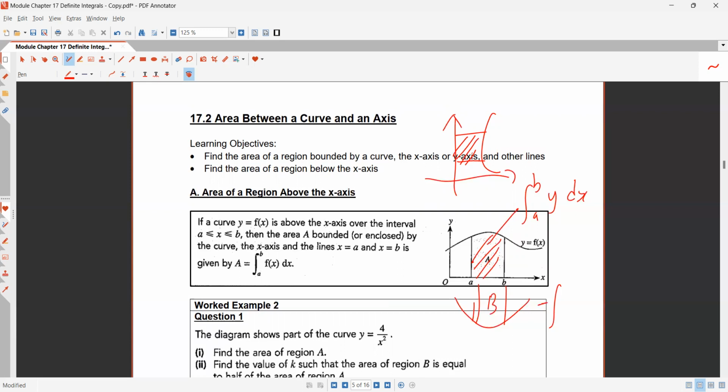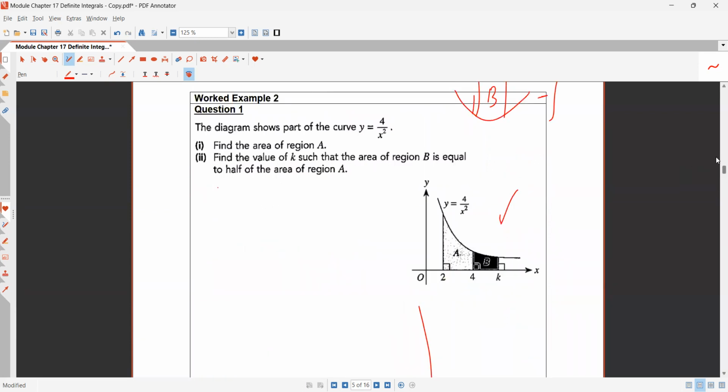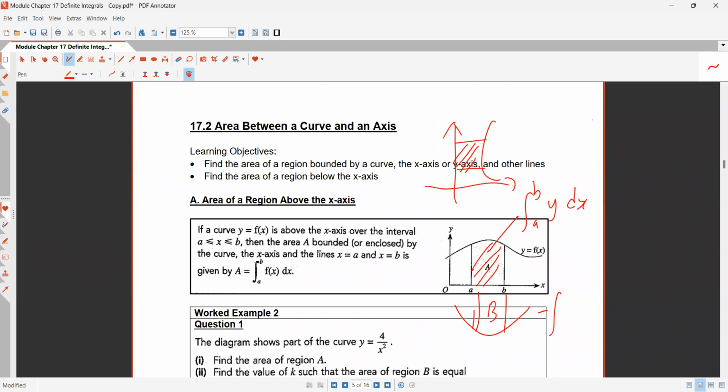But if let's say you are given this kind of diagram, then you will have to change your function. Let's say they give you y equal to something, then you have to change it to x equal to something, meaning that your function should be x in terms of y, not y in terms of x. Later we'll see part by part.